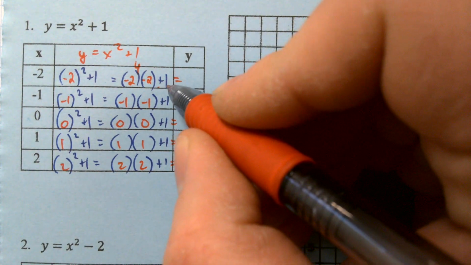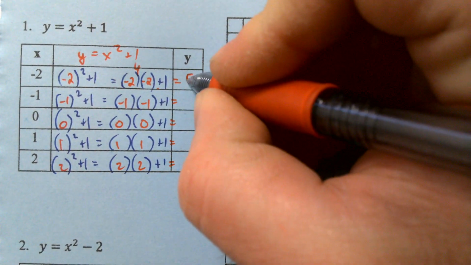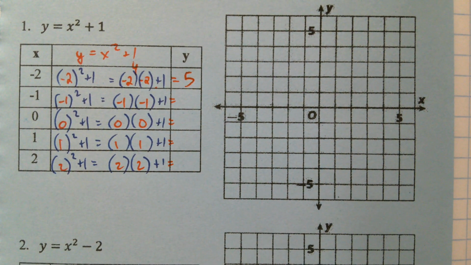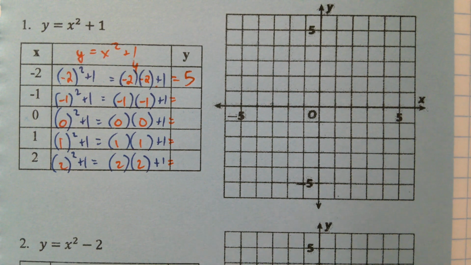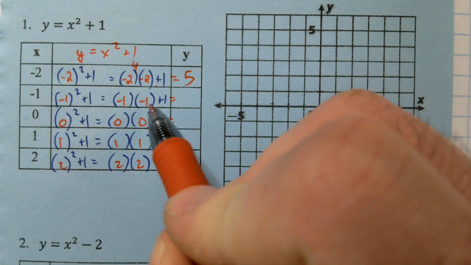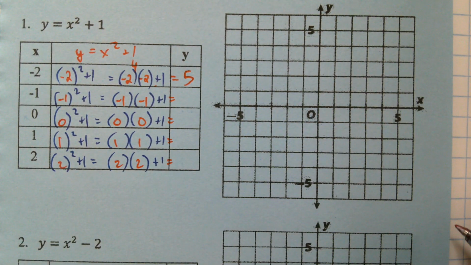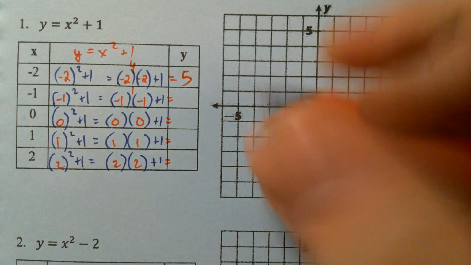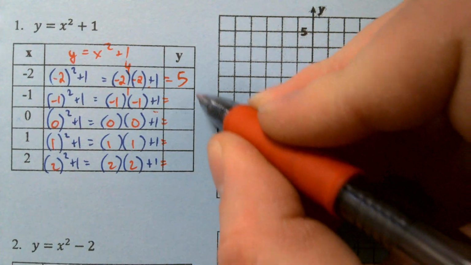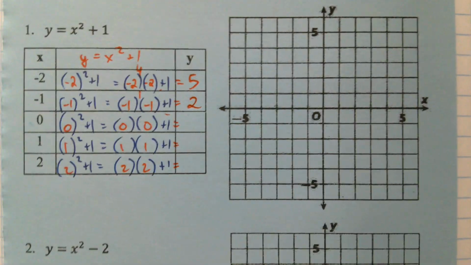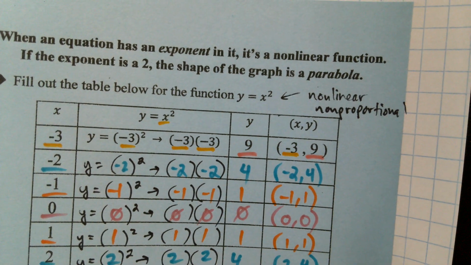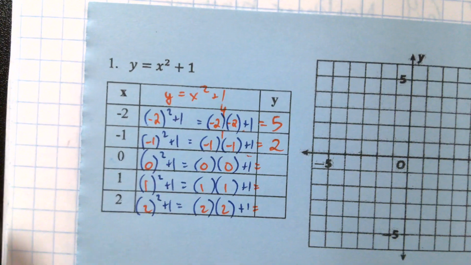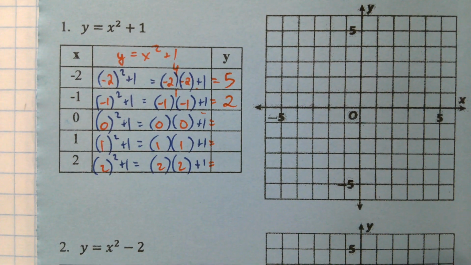Plus 1 gives me 5. A negative 1 times a negative 1 gives me a positive 1. Plus 1, that gives me 2. Right? So the one we started with was just literally x squared. We're just squaring the input. Now we're going to be adding and subtracting little things on and off to it, right?